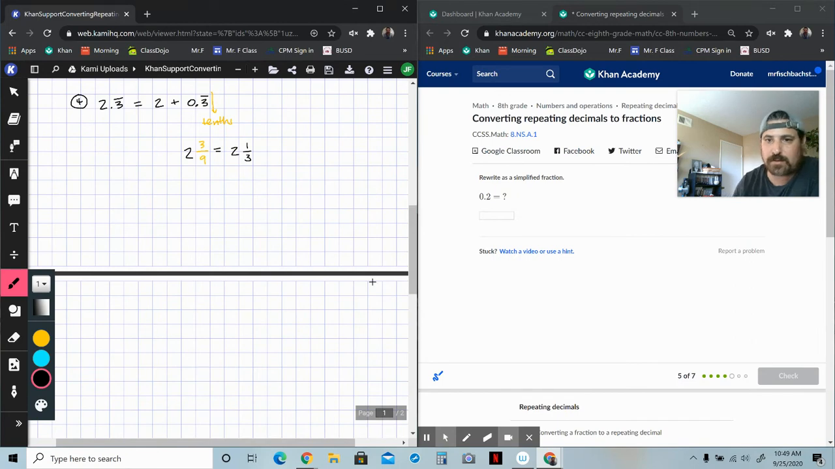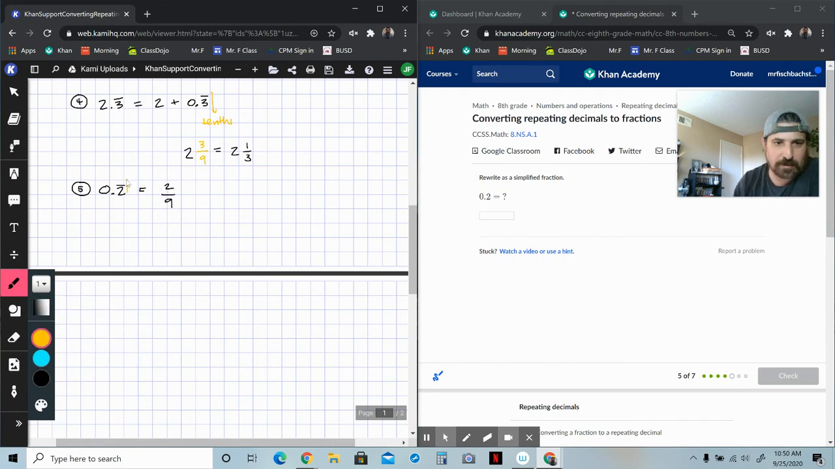The next one we have here is 0.2 repeating. Well, this one's super easy and simple because we can just use our pattern for this one. So when you are looking at this one, it's just going to be 0.2 repeating. That's going to be 2 over 9 because it's going to be repeating in the tenths place. So what's 10 minus 1? 9. So this is going to be 2 over 9, right?